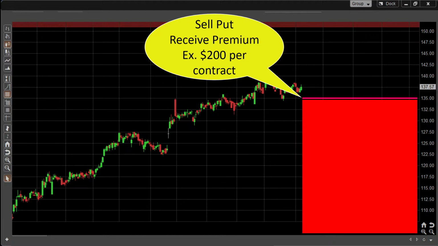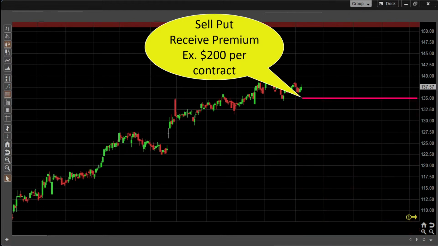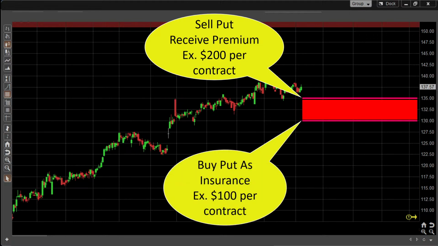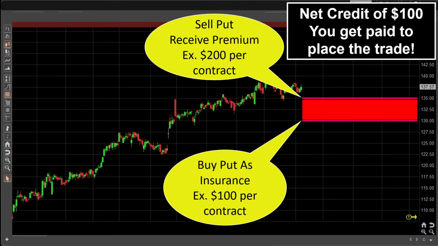Here's how we limit it. We're going to take, in the same transaction, a strike going a little bit below, and we are going to buy a put as insurance. Now, that insurance policy does cost us a little bit of money. It's going to cost me $100. I received $200 for selling the 135 put. Now I'm buying the 130 for $100, and I'm going to get paid $100 to place this trade. Okay, $100.